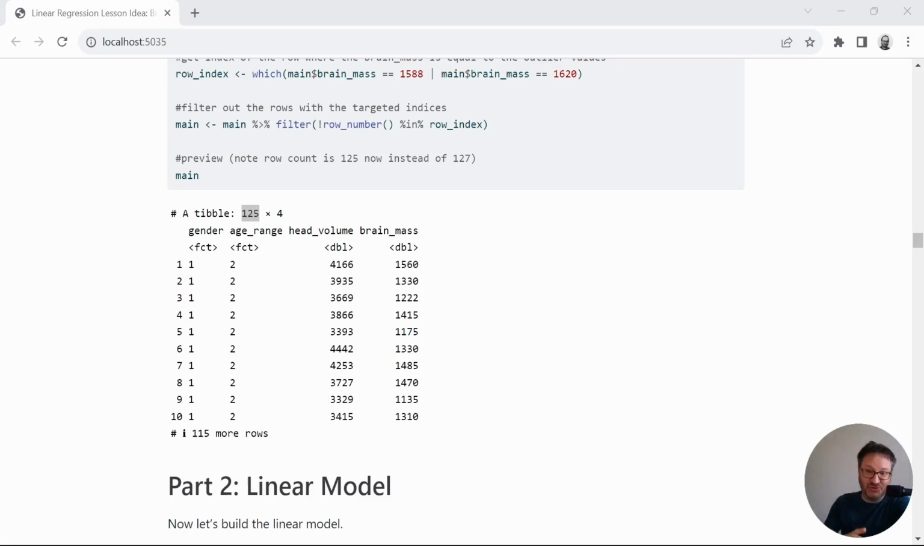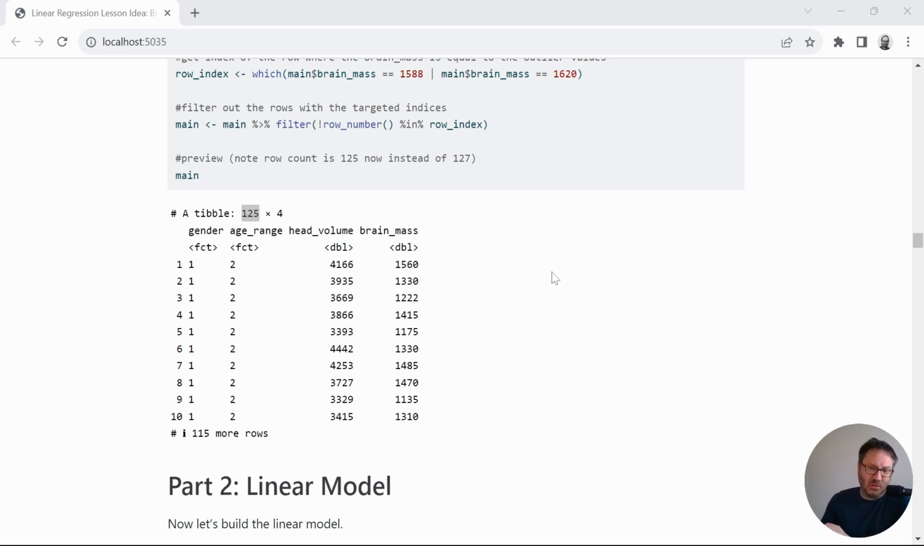This is part 2 of a lesson idea about linear regression involving a topic for biology classrooms, and we're looking at brain weight or brain mass and head volume. So if you haven't seen it, check out part 1 where I talk about the data setup and assessment to make sure that our assumptions are satisfied. This is part 2 where we start to look at the linear model that we're going to construct. So let's go ahead and dive in.